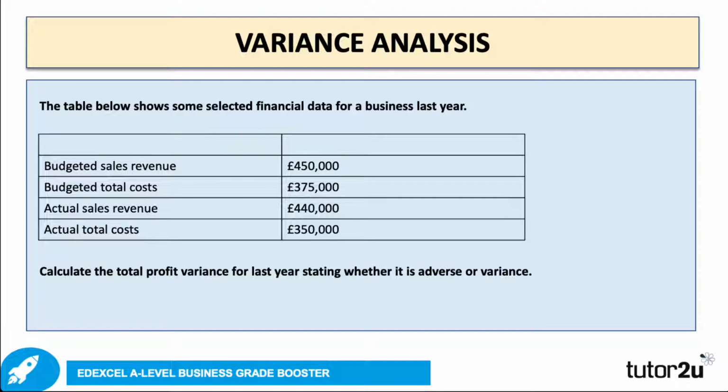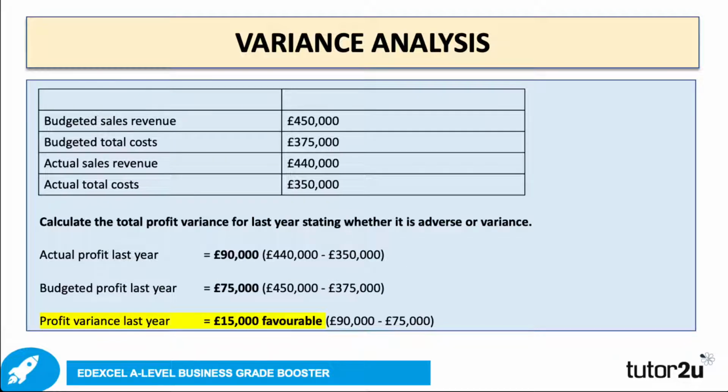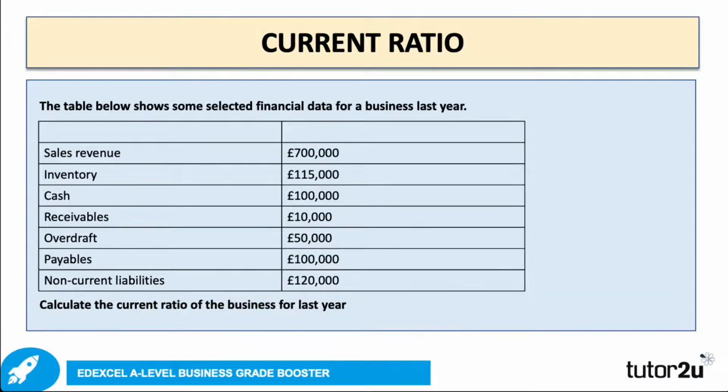The answer is indeed £15,000 favorable. So you can work out the actual profit, which was the actual sales revenue minus the actual total costs. So the actual profit was 90,000. The budgeted profit was 75,000. And because the actual profit was higher than budget, so we're better off than expected, it is a favorable variance. Okay, let's have a look at another one.